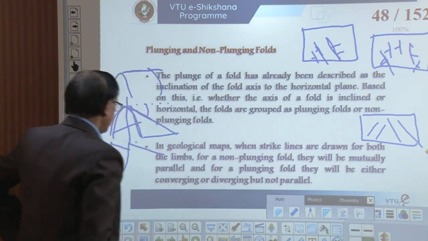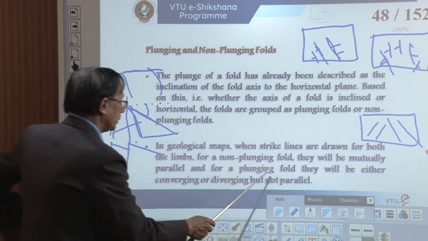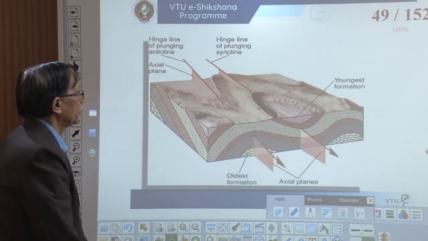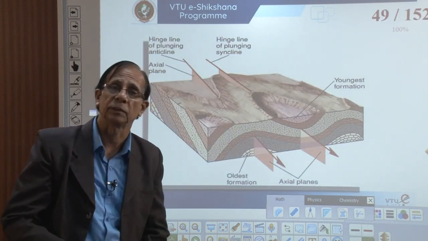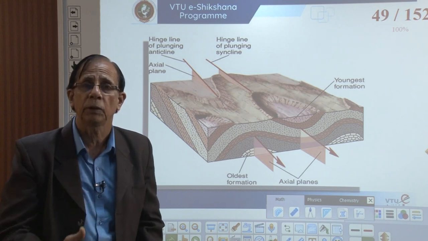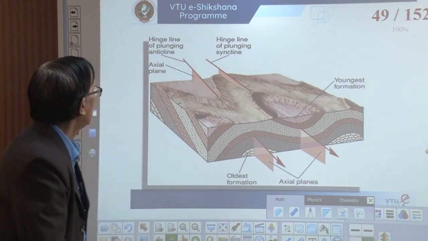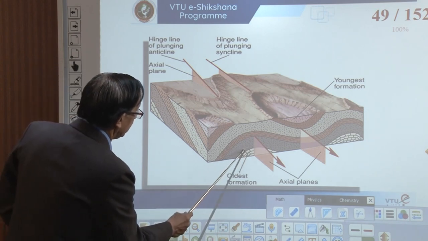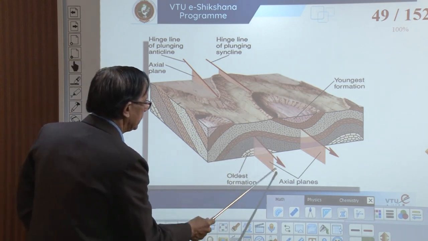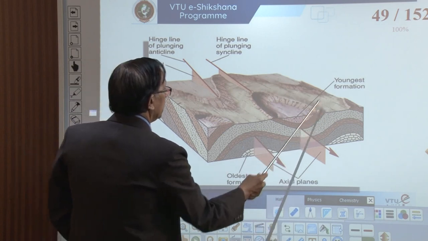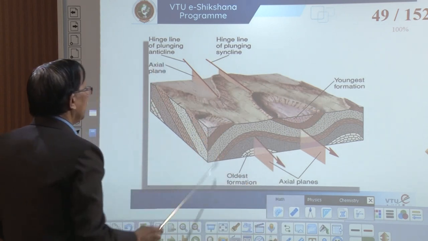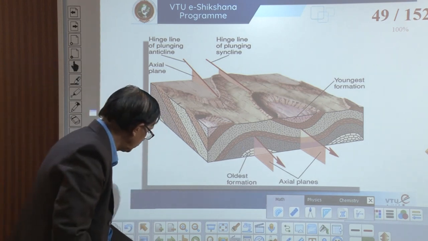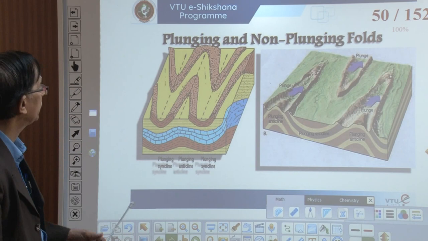Whether it is a syncline or an anticline depends. In geological maps, as we have just said, these map features are important. I have to describe the folds now. This is the oldest rock, then younger rock, younger rock. This is the axial plane, the axis of the fold, and the youngest rock. These are the features we have just shown, and we use them henceforth for further classification.